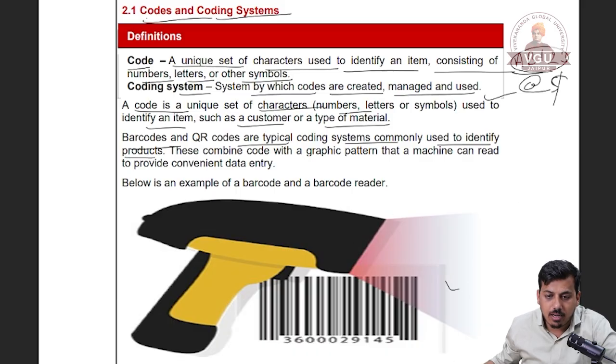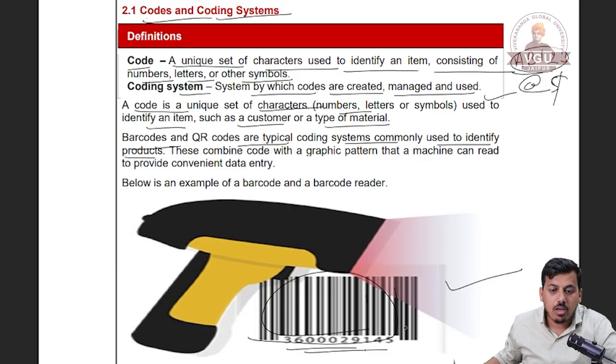Barcode is just like that, it is shown in the picture. This is known as barcode. There are different grid lines and the number is given below the barcode. It is scanned by the scanning machine, and by scanning we can define which kind of material that is.